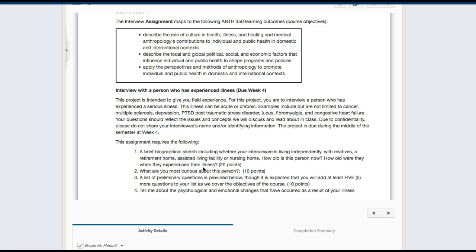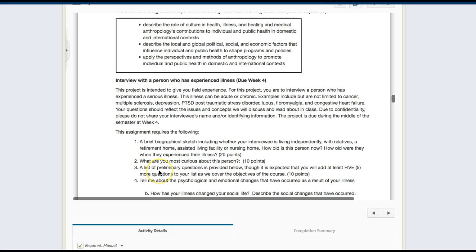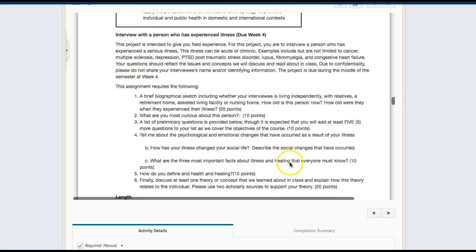Number 1, a brief biological or biographical sketch, including whether your interviewee is living independently, living with relatives, or in a retirement home, in an assisted living facility, or a nursing home. How old is this person now? And how old were they when they experienced illness? And that is worth 20 points. And what or why are you most curious about this person? That section is worth 10 points.